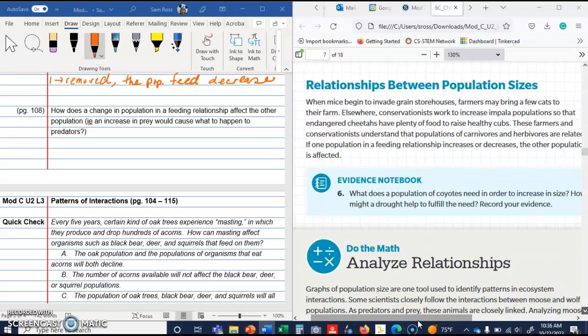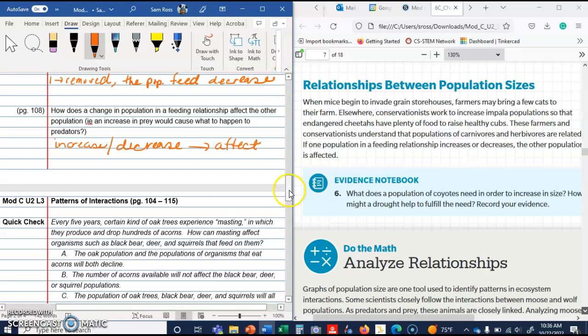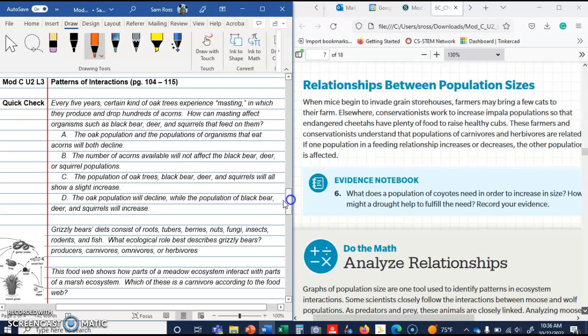So let's see. It says right here, very last sentence, if one population in a feeding relationship increases or decreases, the other is affected. So if we know that there is an increase or decrease, we know that there is going to be an effect. Okay? So let's continue.